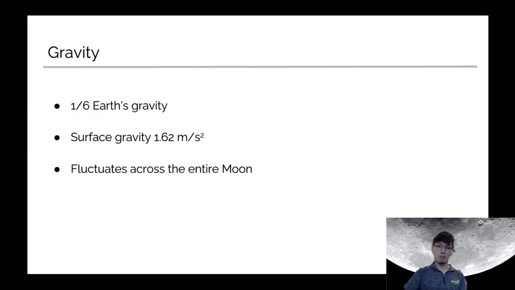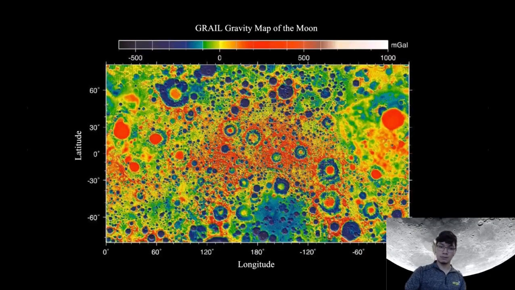Gravity on the moon is much less than here on the Earth. It's only about 1/6 of the Earth's total gravity. The surface gravity tends to average about 1.62 meters per second squared, and this fluctuates across the entire moon. Here we have a little map of lunar gravity taken by the GRAIL mission.